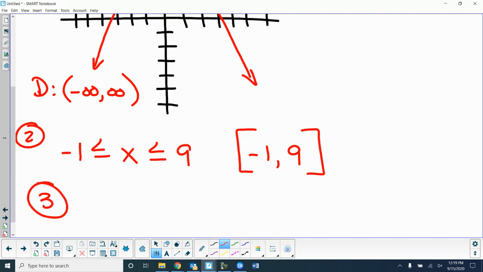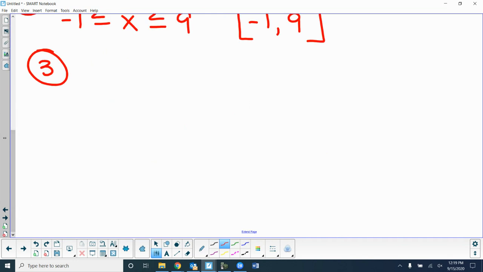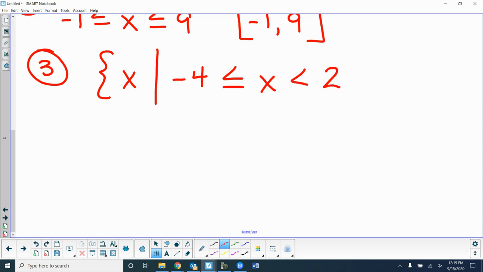Number 3, you're given a graph, a picture of some answers, and you're supposed to represent it in set builder notation. So you make a set brace, x, and a line, which means such that. That's how you always start set builder notation. And then you write an inequality for the picture. So we got -4. Are we including the -4? Yes. So we got the less than or equal to. Are we including the 2? No, so it's just less than. And then close it up with your set brace.